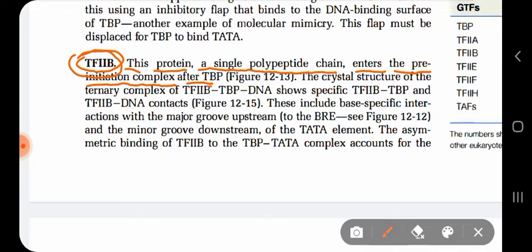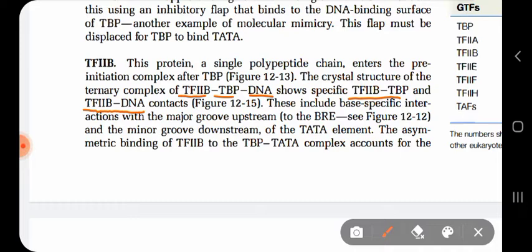Here TF2B also binds just after TBP binding. The crystal structure of the ternary complex of TF2B, TBP, DNA shows specific TF2B-TBP and TF2B-DNA contacts. What does it mean? When TF2B associates with the DNA and TBP, it shows a specific contact region between TF2B and TBP, and between TF2B and DNA. So TF2B specifically contacts the DNA as well as specifically interacting with the TBP.